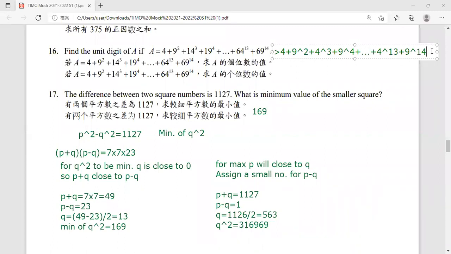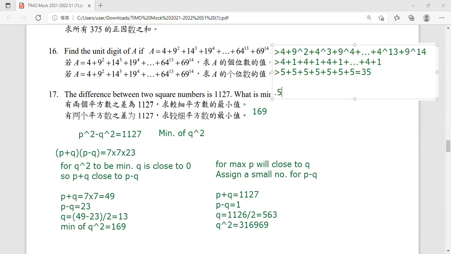How many are there? Because now you know that all power 4 means it's 4, and the even number of 9 is 1. The last digit actually has something like this, which becomes 5 plus 5 plus 5 plus 5 plus 5 plus 5 plus 5, 7 times, and equals 35. But you want the unit digit only, so it's 5.